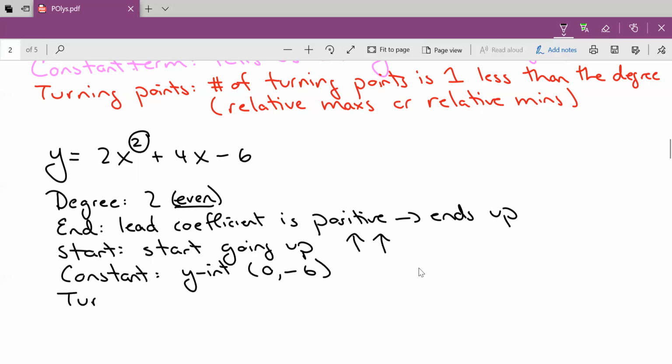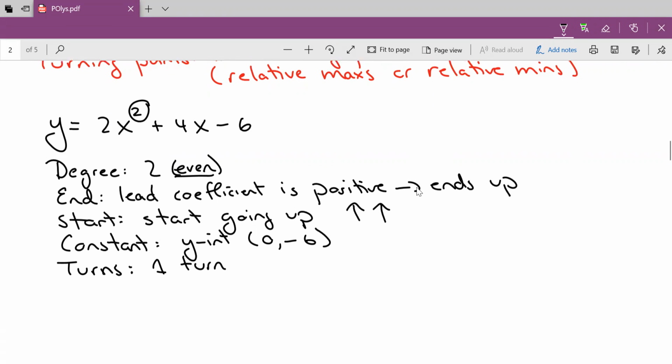How many turning points do we have? Well, if we're degree 2, that means we have one less turning point than our degree. We will have one turn. In this case, we'll have one relative minimum. Now, with all of that information, here's the fantastic piece. We should be able to roughly draw what this graph will look like.